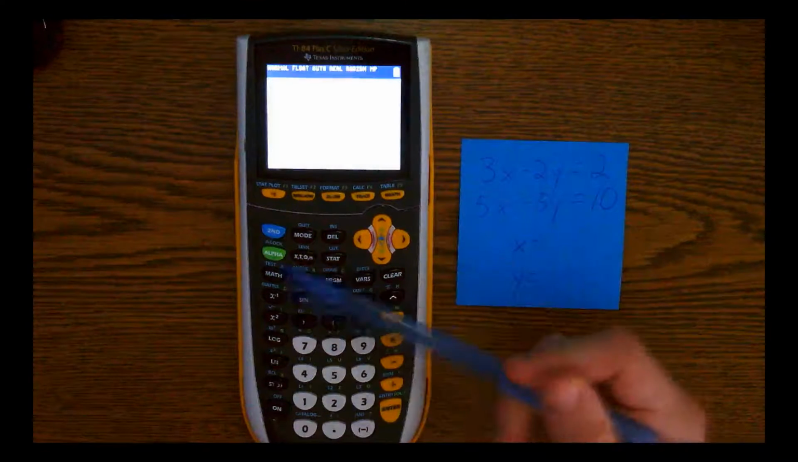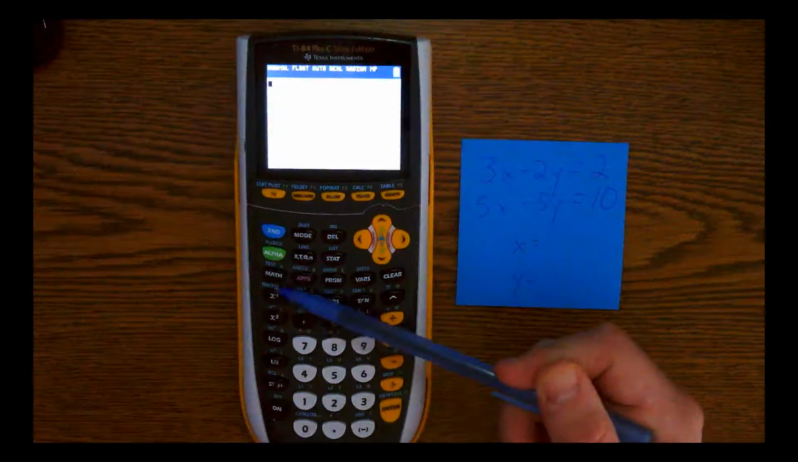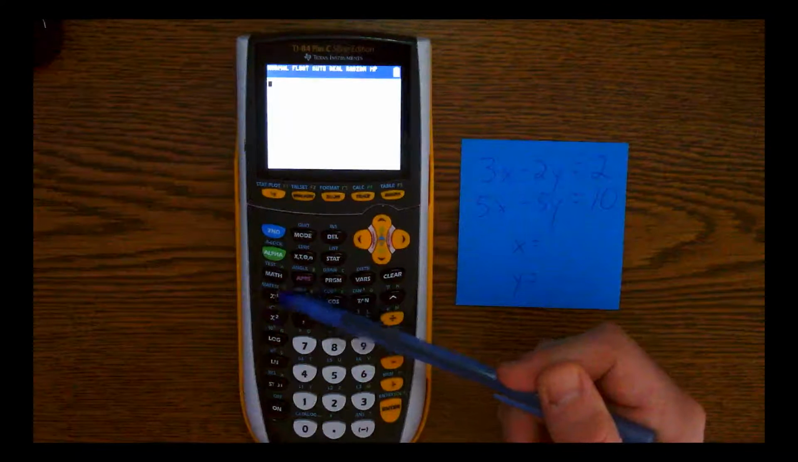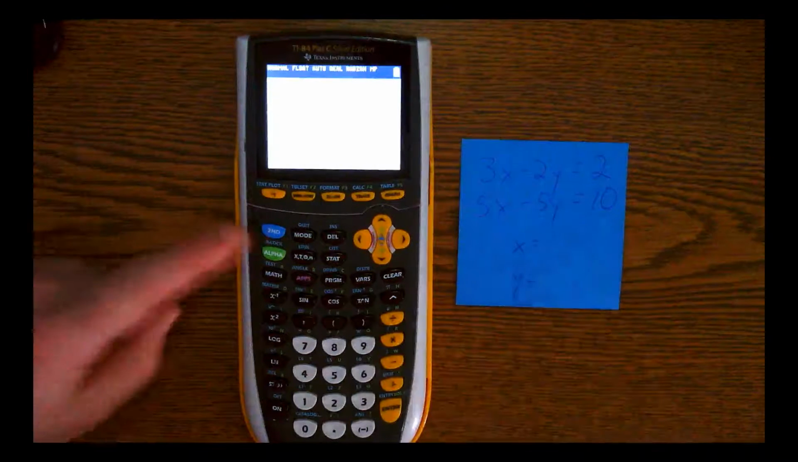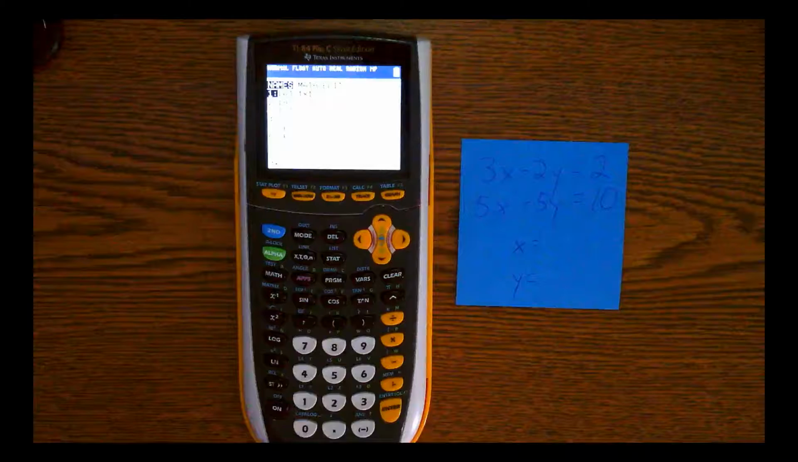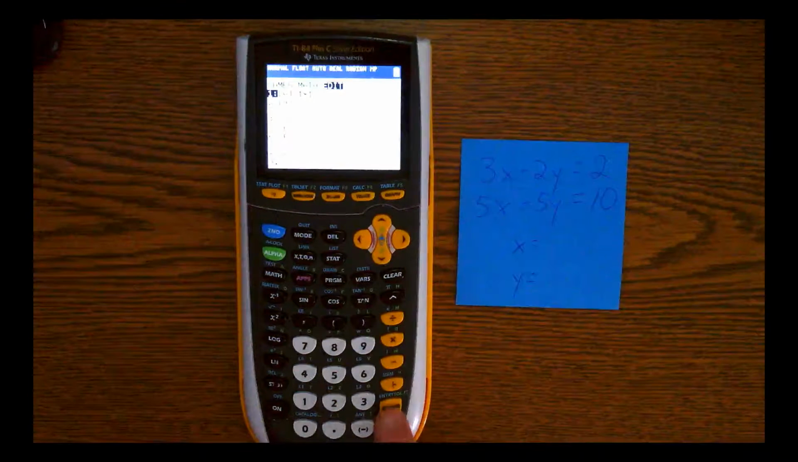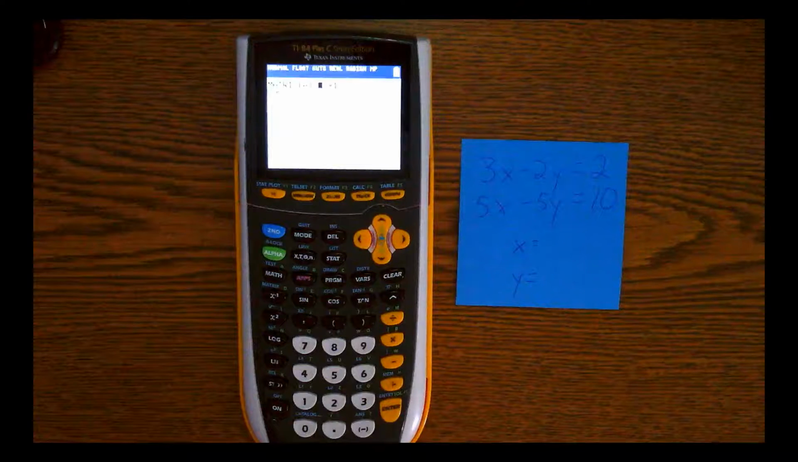So the two main buttons we're going to use are second and this x to the negative 1, because above x to the negative 1 is the word matrix. We're going to use something called a matrix. So second x to the negative 1. We first need to edit our matrix. So over to edit, and then enter.